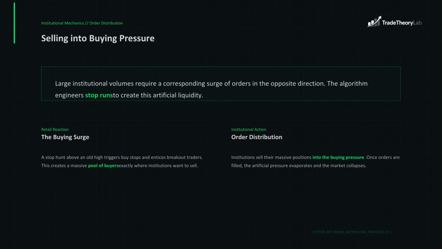Let us examine the stop hunt more closely. Why does it happen? It happens because the institutions need to move large volumes. If they want to go short, they need buyers. A stop hunt above an old high creates those buyers. It triggers the buy stops of the shorts and the buy orders of the breakout traders. This surge of buying pressure allows the institutions to sell their massive positions without driving the price down prematurely. They are selling into the buying pressure. Once the orders are filled, the buying pressure evaporates and the market collapses. The stop hunt is the engine of the institutional entry.